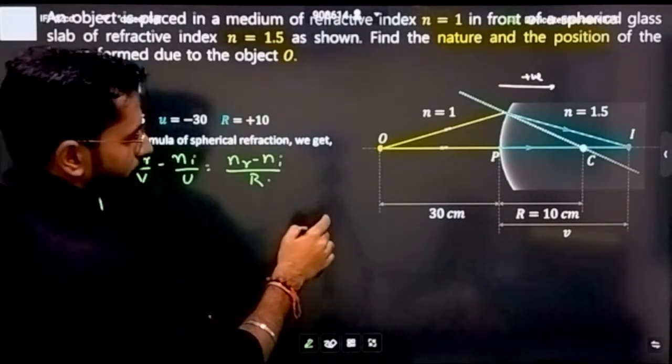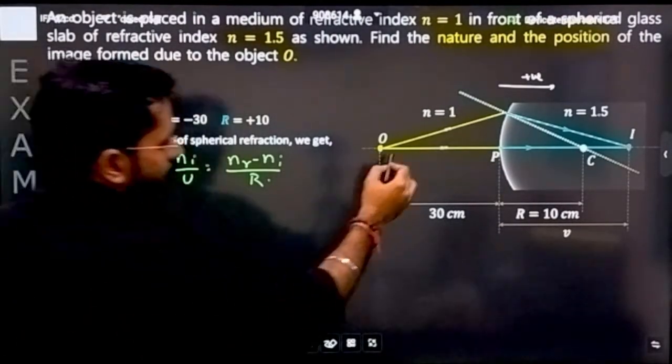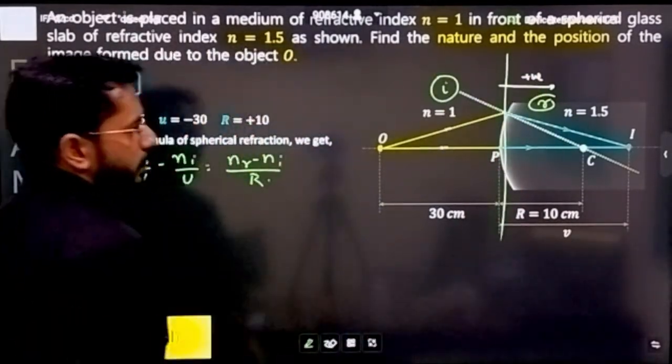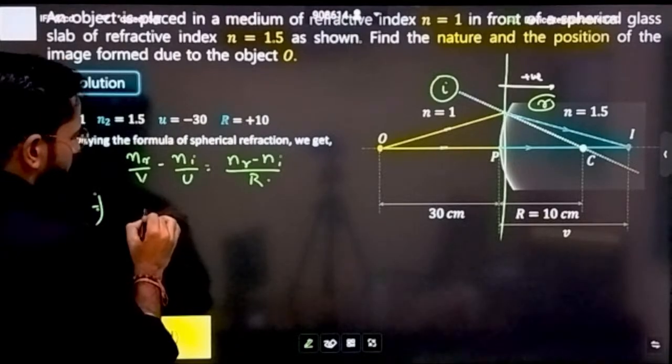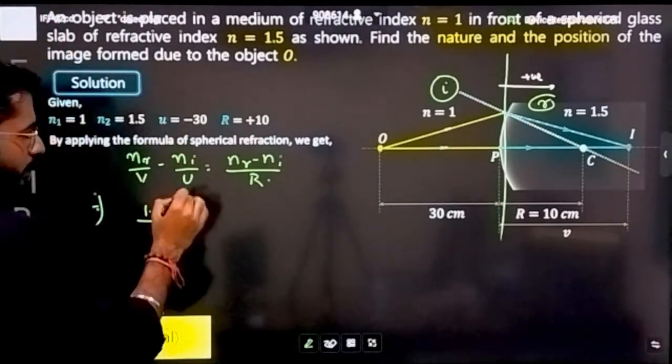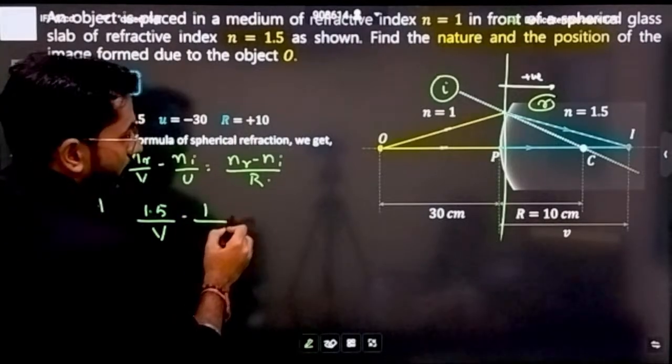Nr, what will you say for nr? It is the refractive index of the refracted medium. Can you say this is the refracting medium and this is the incident medium? This is the bisection point. So tell me, what is the refractive index of the refracting medium? 1.5 divided by v. What is the position of the image? That we have to calculate. Minus, what is the incident medium? Air. 1 divided by u.